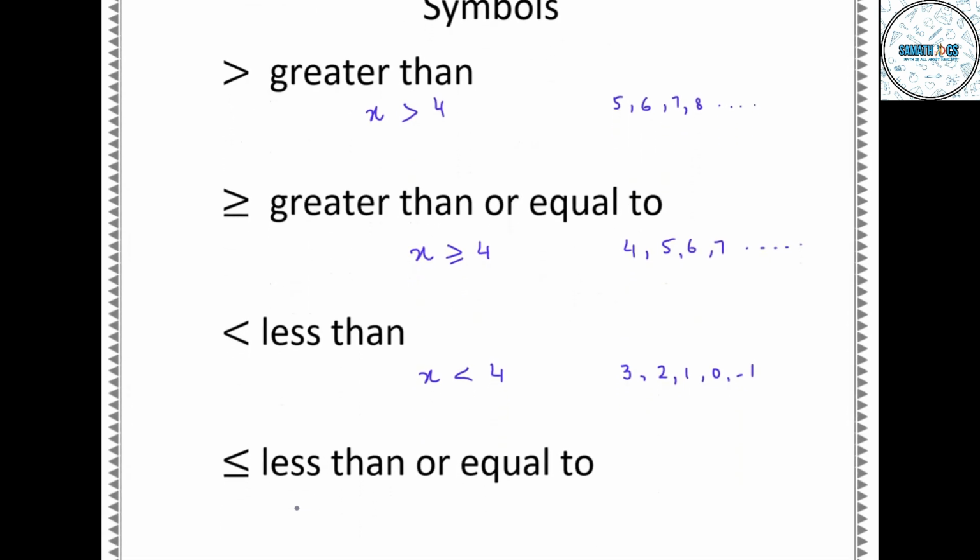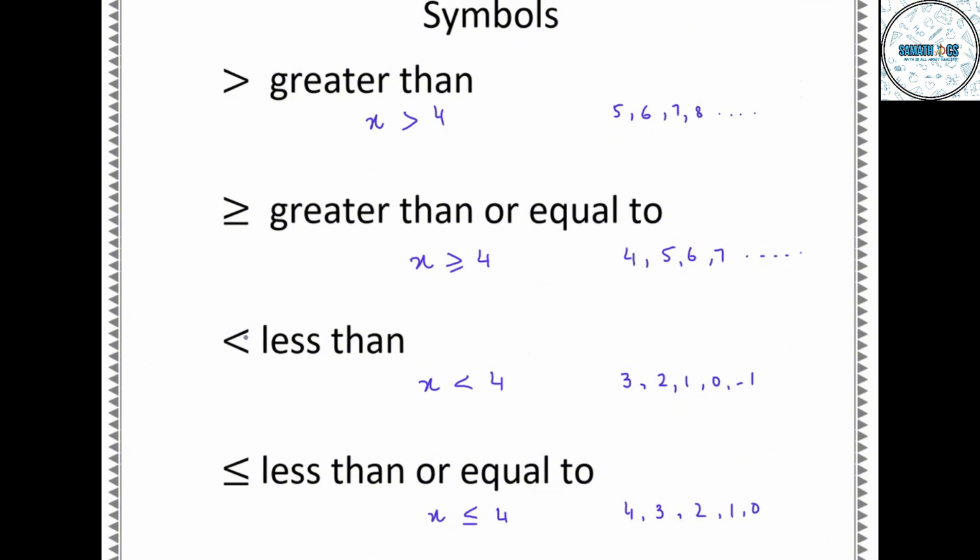Less than or equal to: if it is x is less than or equal to 4, it means that the values of x will start from 4 and all other values less than 4 are the values of x. Whenever the values are given less than 4, then it means that we have to start from the number less than this, right? The number which is before this. And if it is less than or equal to 4, it means that 4 is also to be included.